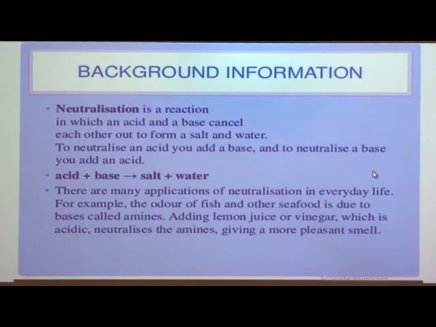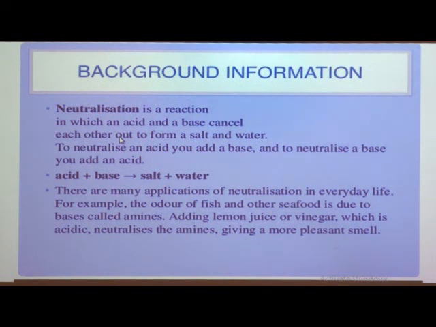See, neutralization. So what is the substance we are going to get? Neutralization is a reaction in which an acid and a base cancel each other out to form a salt and water. To neutralize an acid, you add a base, and to neutralize a base, you add an acid. Whenever we add any acid and any base to each other, we get salt and water, and this process is called neutralization.